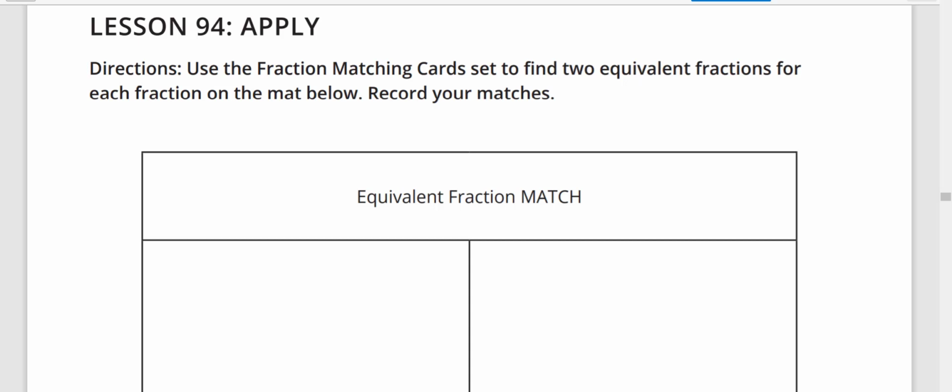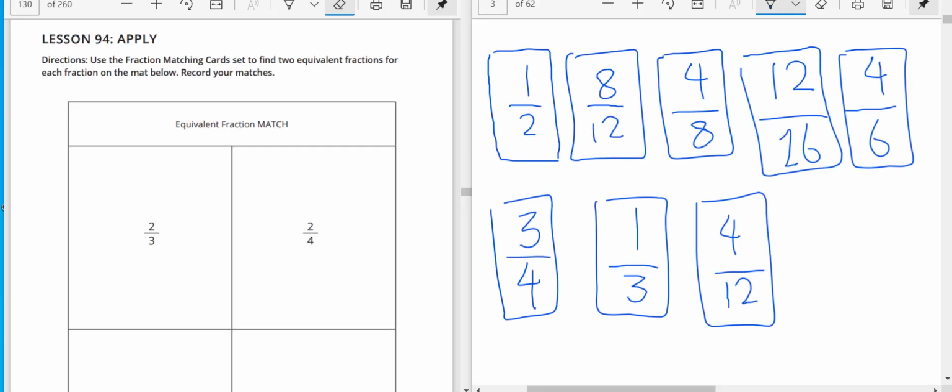Directions: use the fraction matching card set to find two equivalent fractions for each fraction on the mat below. Record your matches. If we have these cards: half, 8 over 12, 4 over 8, 12 over 16, 4 over 6, 3 over 4, 1 over 3, and 4 over 12.